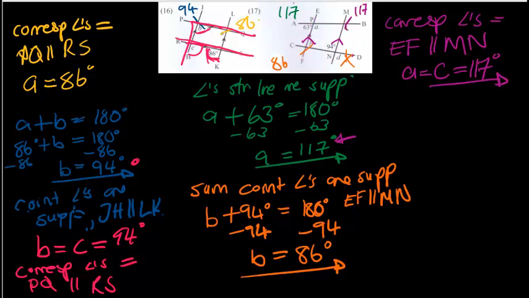And lastly for D. D is relatively straightforward. We did this in class. You could see that I've got vertically opposite angles. So I'm going to say D is equal to 94 degrees because vertically opposite angles are equal to each other.